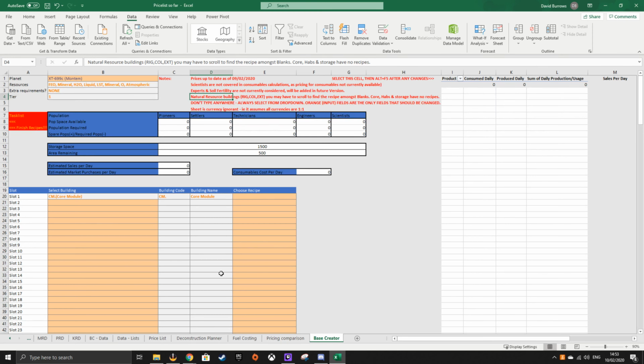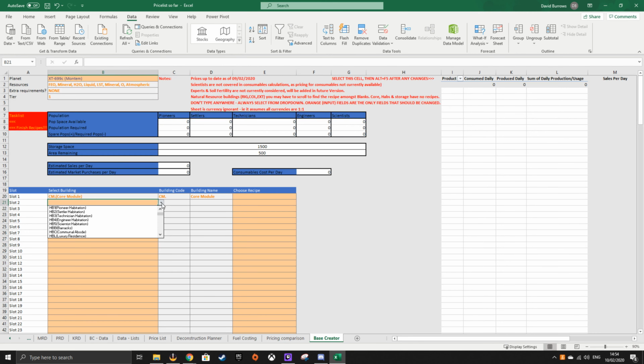Cores, habs and storage obviously don't have a recipe. Just a note to not type anywhere if you do decide to check this out. The orange input fields are the only places where you actually need to put anything in.